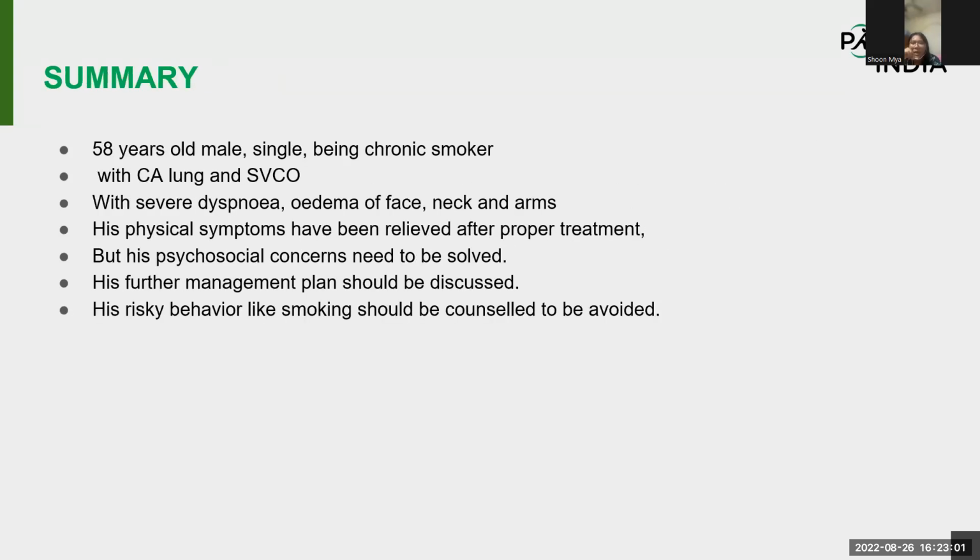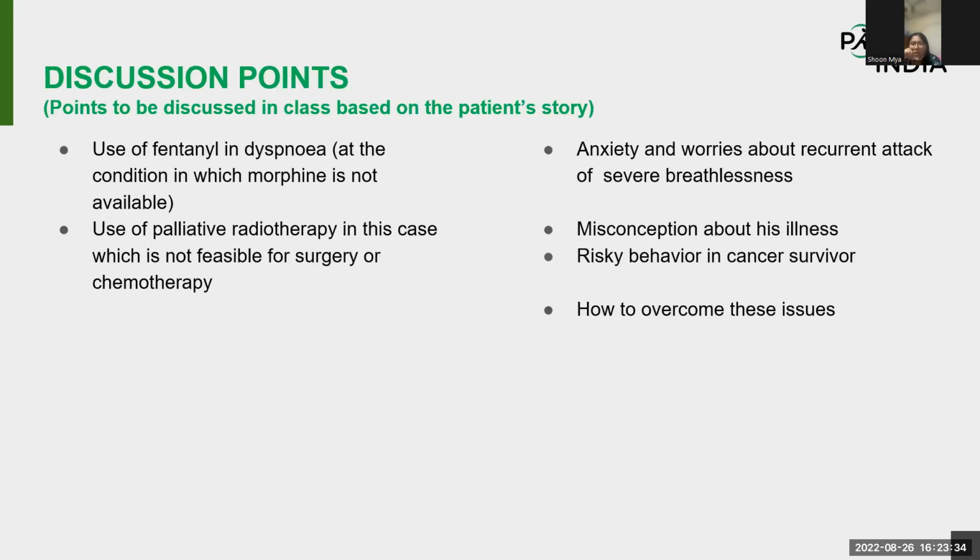So to summarize, a 58-year-old single male, a chronic smoker with carcinoma lung and superior vena cava obstruction, with underlying retroviral infection and previously treated carcinoma larynx, with symptoms of severe dyspnea and edema of face, neck, and arms. His physical symptoms have now been relieved after proper treatment. But I think his psychosocial concerns need to be solved, his other management plan should be discussed, and his risky behavior like smoking should be counseled to be avoided.